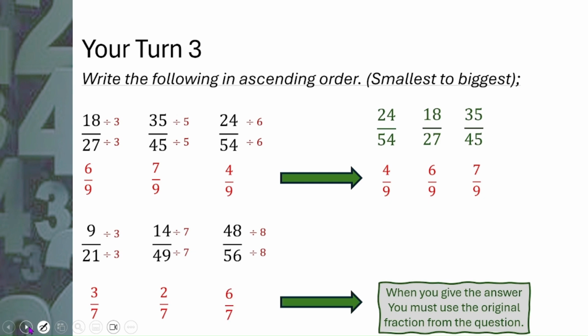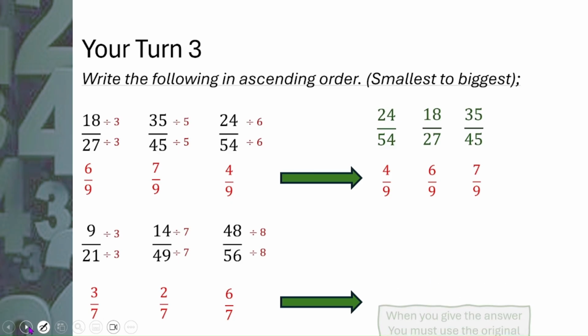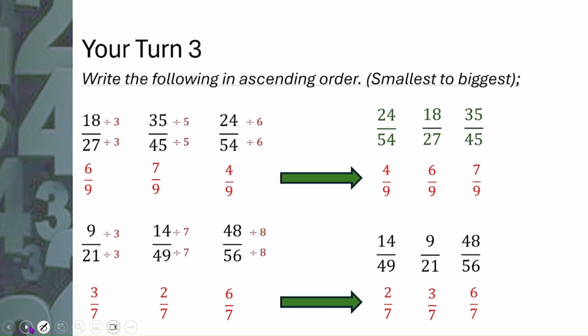And I'm going to put those into the correct order. I'm looking at the numerators, they're the top numbers. As I do this, I know that 2 is the smallest, followed by 3, followed by 6. Okay, so we have our order, but that's only 1 mark out of a possible 2. To get the second mark, we need to use the original fractions from the question. There we go. So that will ensure we get both marks.